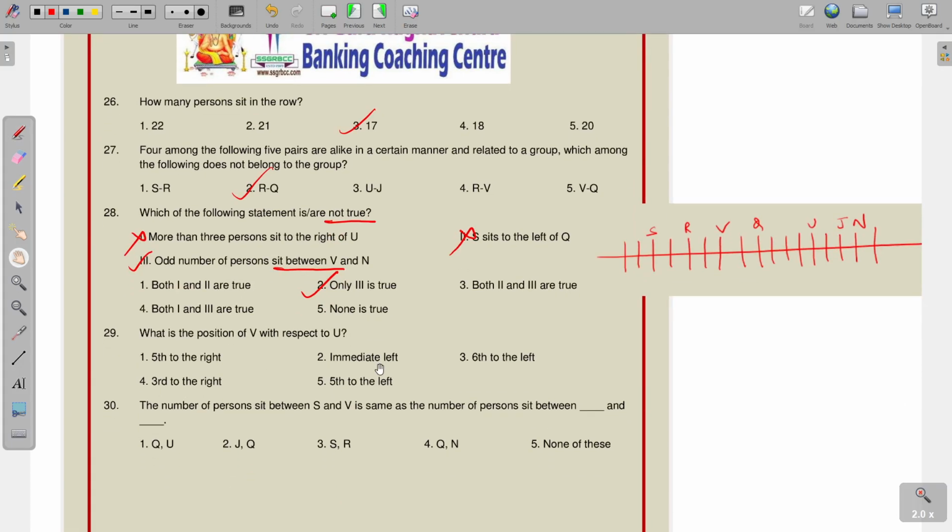Next, question number 29. What is the position of V with respect to U? So 1, 2, 3, 4, 5, 6. Sixth from left. The number of persons sitting between S and V: between S and V there are 3 persons. Same number of persons between dash and dash: between Q and U there are 3 persons. Okay. Next.